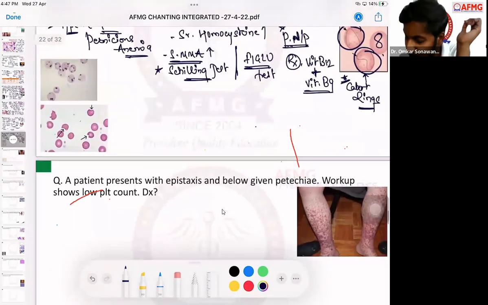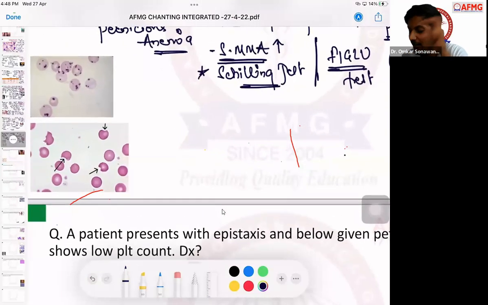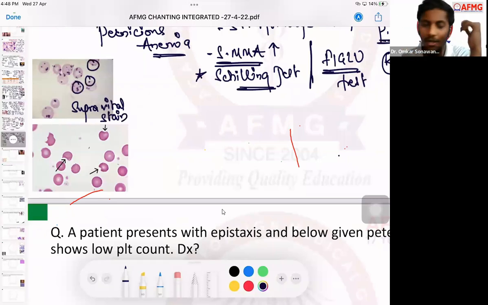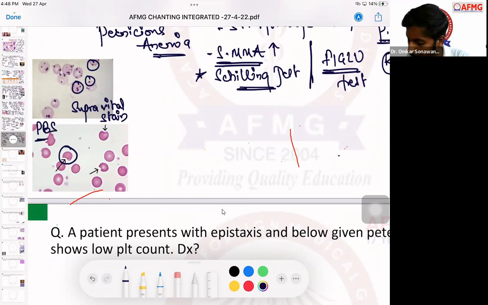Now talking about this one, here you can see a supravital stain is used, like crystal violet or methylene blue. Depending on the stain you use, you can see bluish or orange colored bodies within the RBCs. On a peripheral blood smear, you can see such a picture. These bodies are called Heinz bodies.